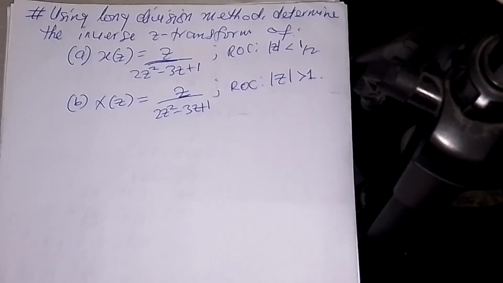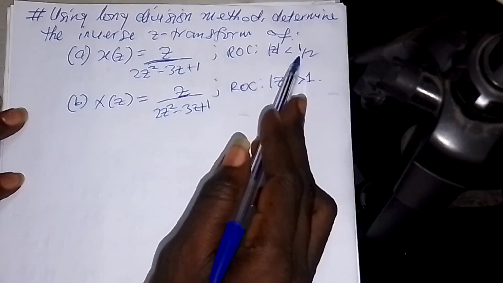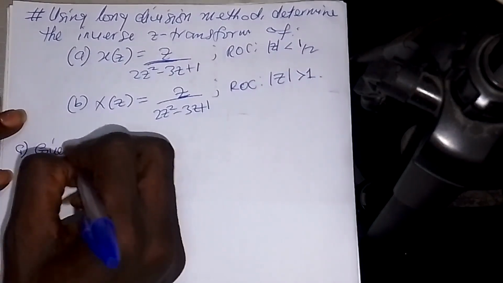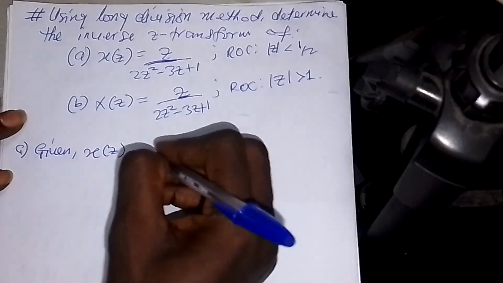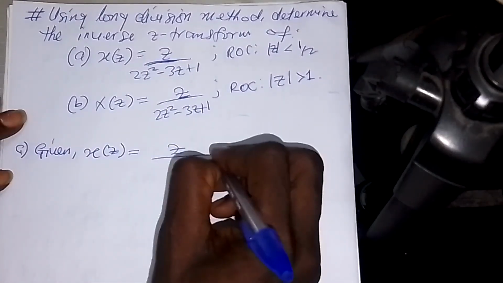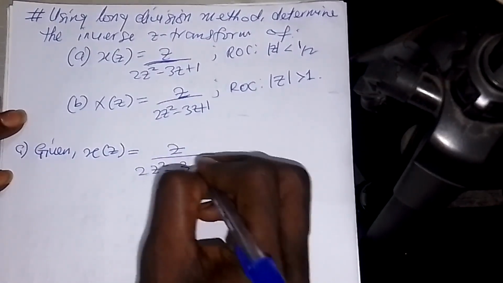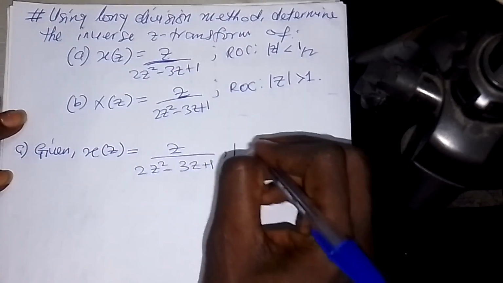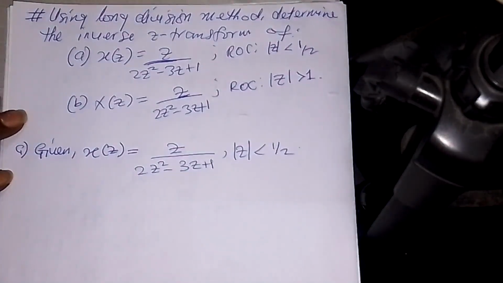Okay, so here, if you look at the first one, let us deal with the first one first. We are given X(z) equals z over 2, and then we have |z| less than 1 over 2. This is what we are given.